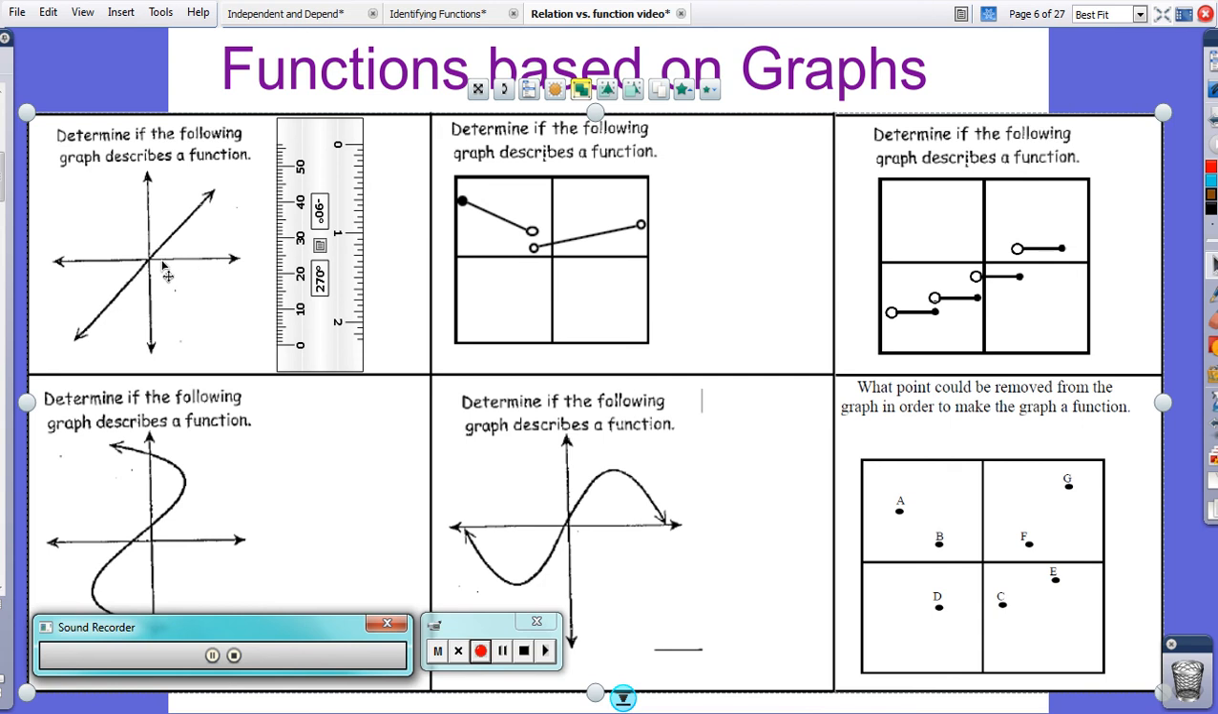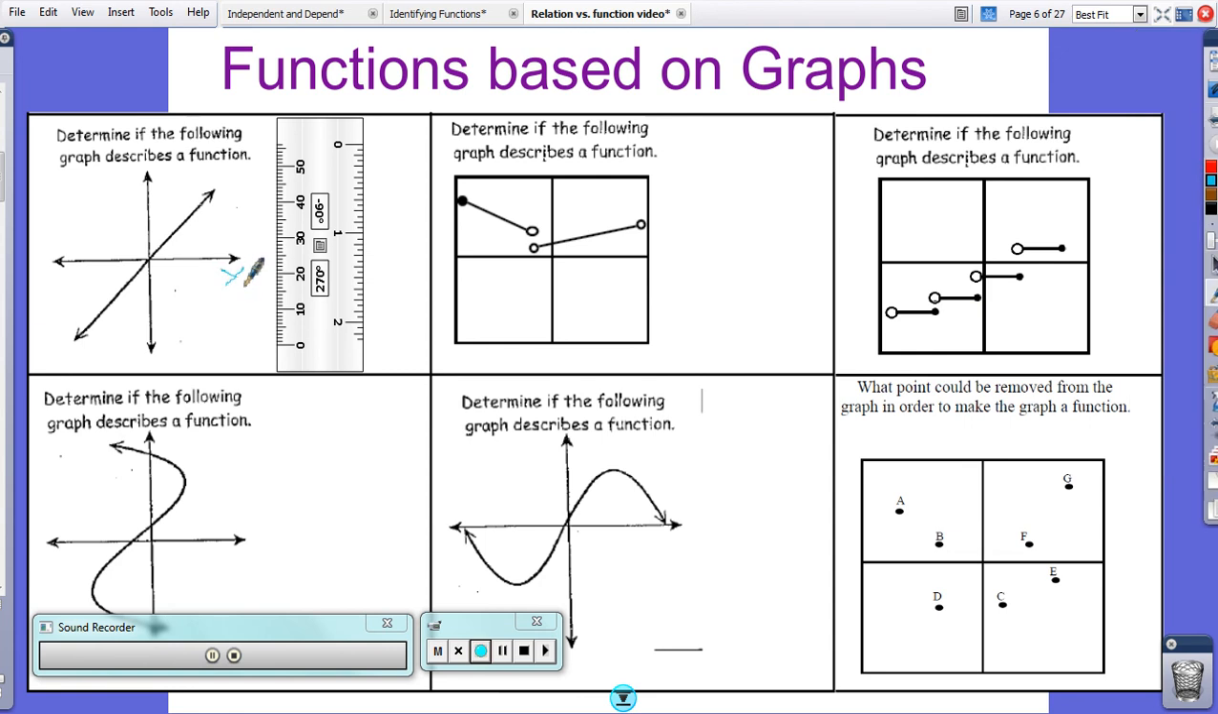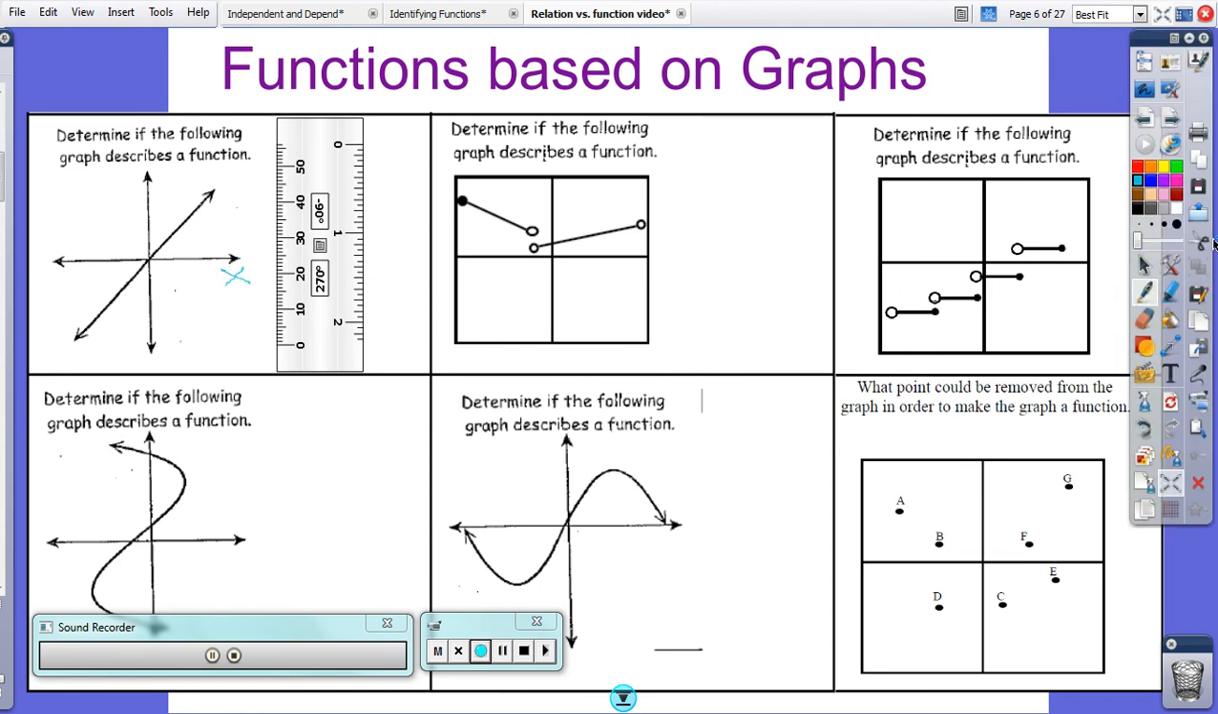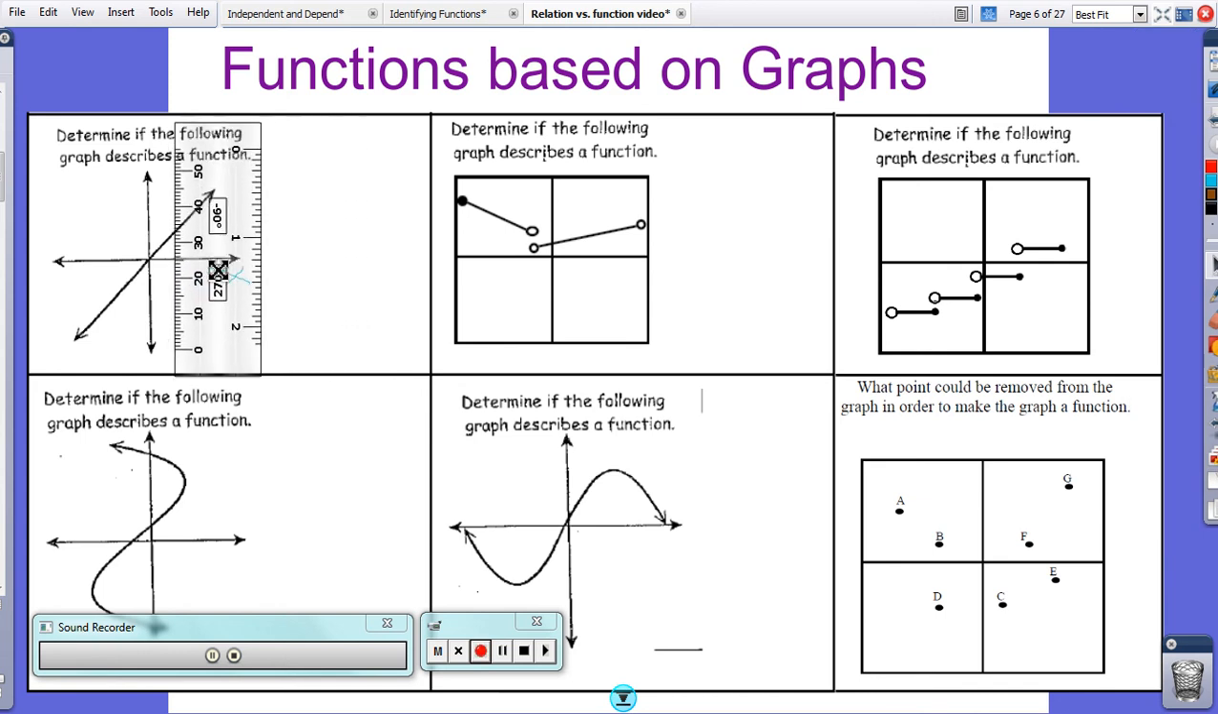So this is our x-axis right here, right? That's our x-axis. So we're doing the same thing. We're checking to see if the x's are going to be repeating. If the x's are repeating, then they're going to touch our line at more than one point. So I'm going to drag my ruler over to see if I run across the graph twice.